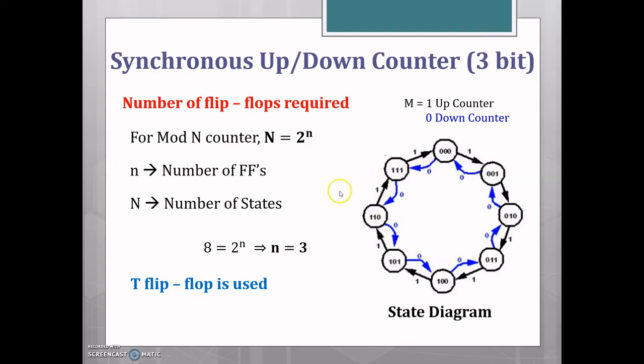So the first step is to determine the number of flip-flops. Using the general expression capital N equal to 2 power n, in this case n is equal to 3. So 3 flip-flops are required. In this case I am using the toggle flip-flop.